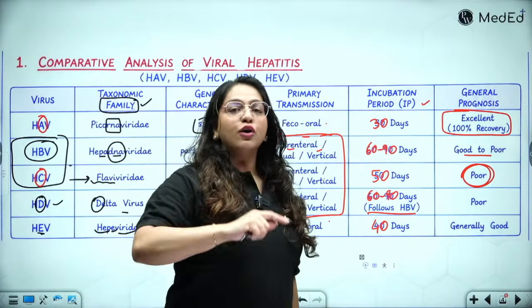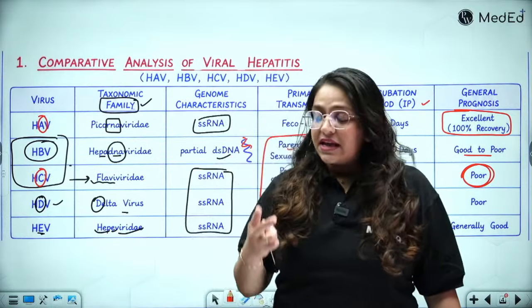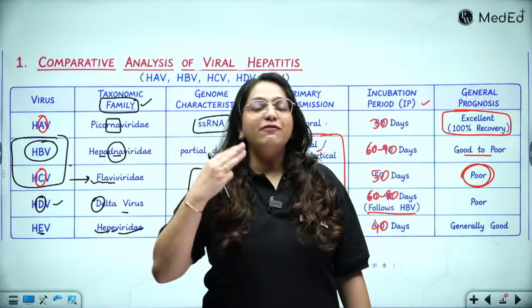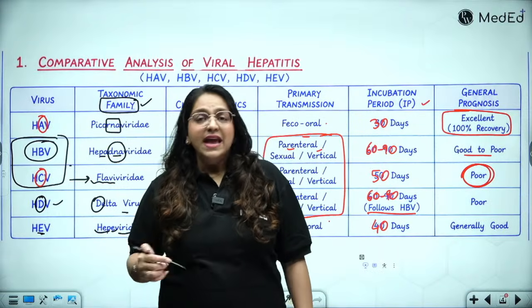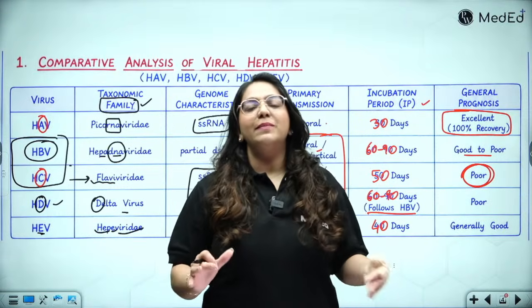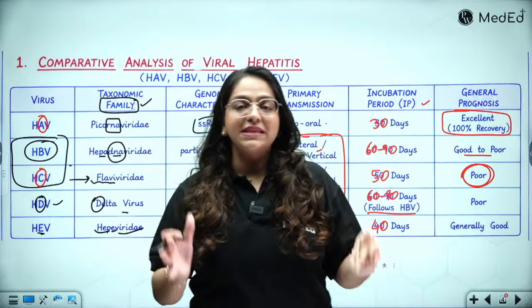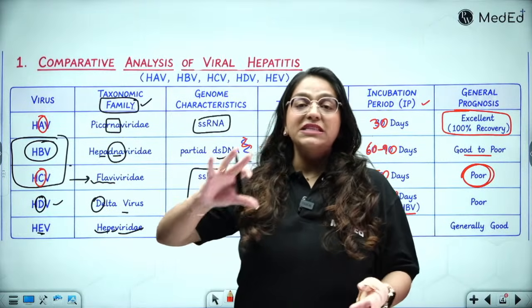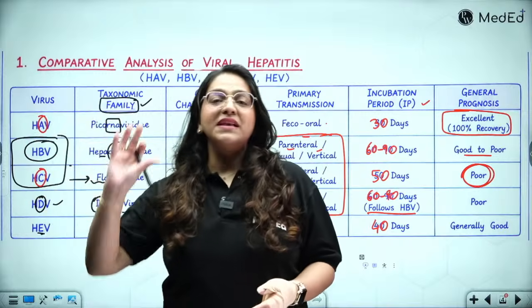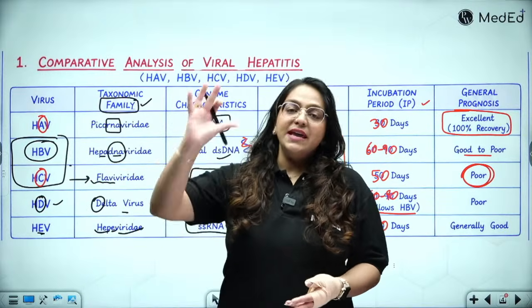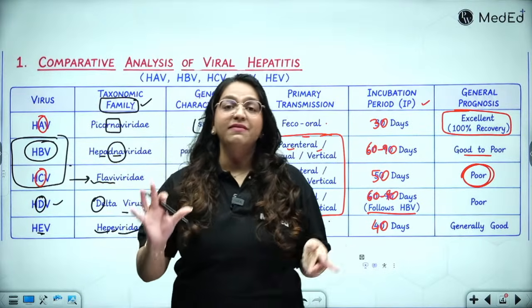It's C for chronic, C for cirrhosis, C for complications, C for carrier, C for cancers. Everything which is bad about hepatitis viruses starts with C, and the maximum risk for these C complications is associated with hepatitis C virus itself.